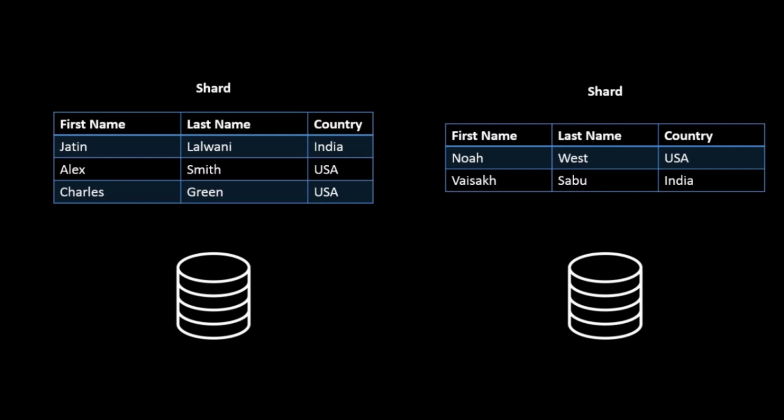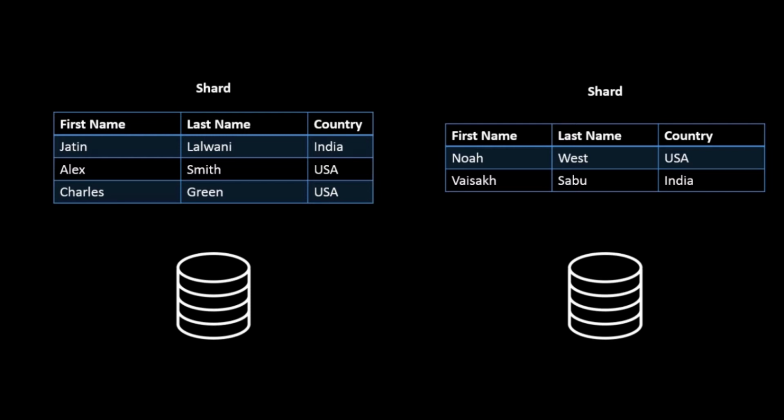Now the question arises, how to split the data? Should we split it sequentially? Like first 1 million rows goes to shard 1, next million rows goes to shard 2, and so on. The problem with sharding the data sequentially or randomly is that every query would need to be executed on all the shards. To give you an example, as you can see on the screen, we have two shards.